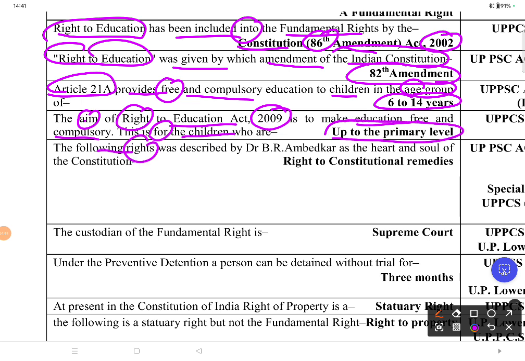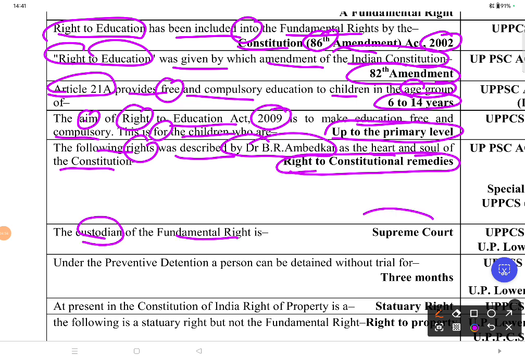The following rights was described by Dr. B.R. Ambedkar as the heart and soul of Constitution: right to constitutional remedies. The custodian of fundamental right is Supreme Court. Under the preventive detention, a person can be detained without trial for 3 months.